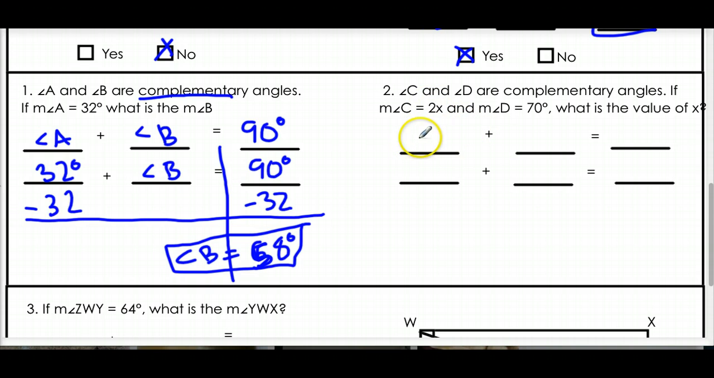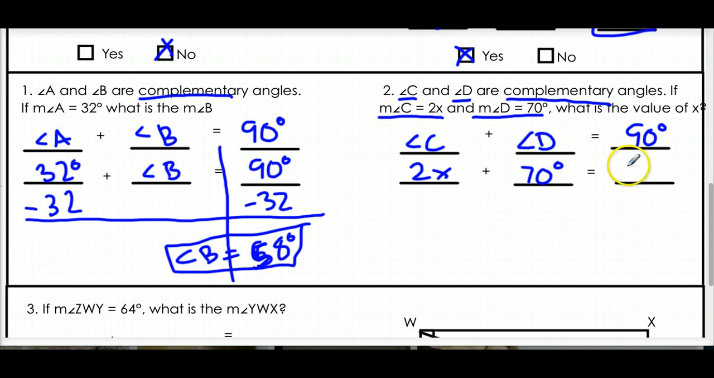Second question. Angle C and angle D are complementary angles. Those are our key words here, so we're going to add up to 90. If the measure of angle C is 2x and the measure of angle D is 70 degrees, what is the value of x? As you can see, we just wrote it out. Angle C plus angle D is 90. Angle C is 2x, angle D is 70 degrees, and we know they're complementary, so they add up to 90.